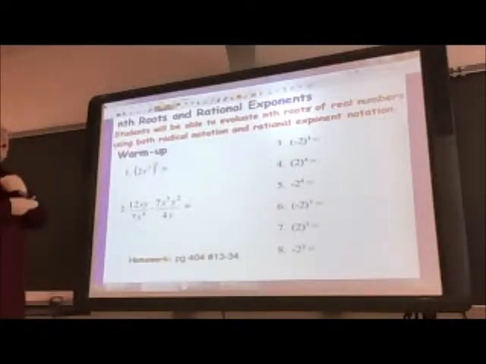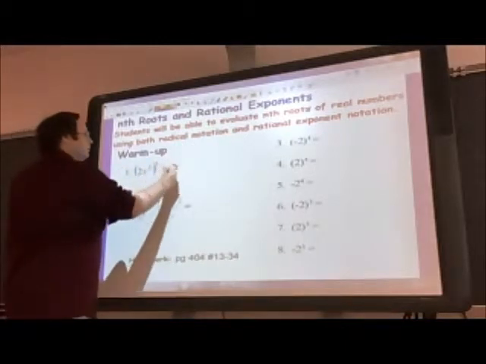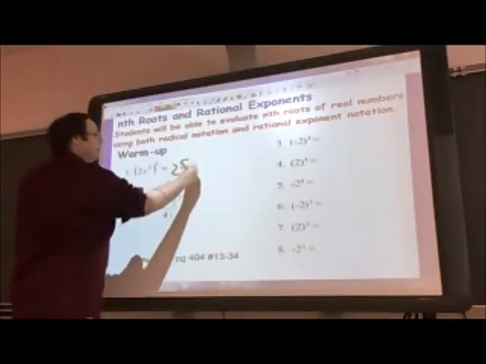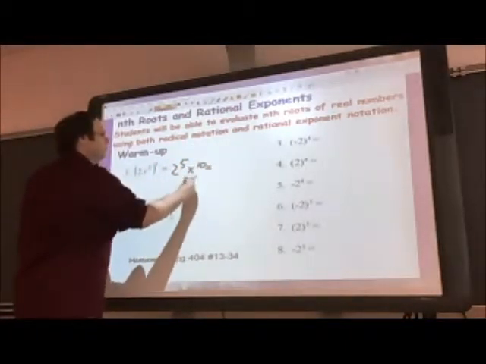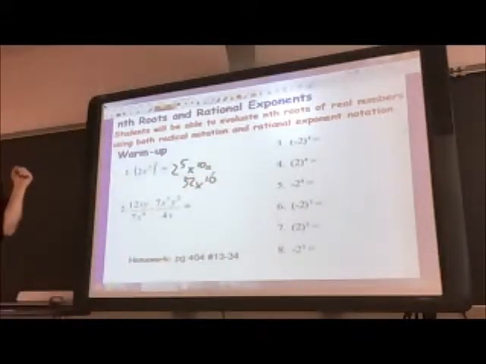So, number one, who can tell me how I do number one? You just distribute the 5, multiply it by 2, and then do 2 to the 5th power. 2 to the 5th power, and what else? What else happens? So then it would be 10x. 2 to the 5th, x to the 10th, which is the same as 32x to the 10th. That's right. How about number 2?